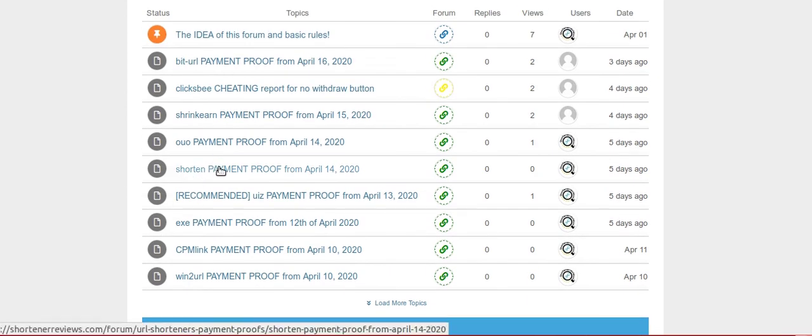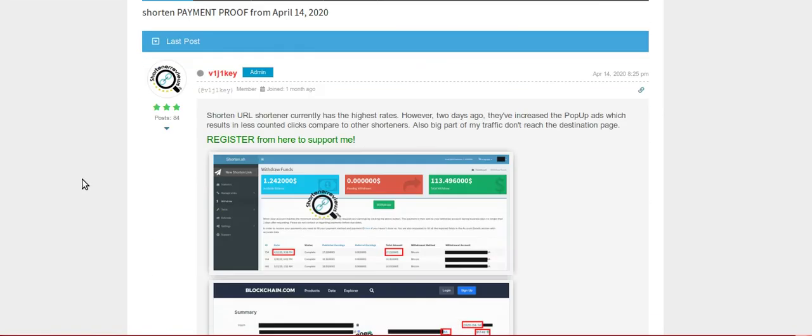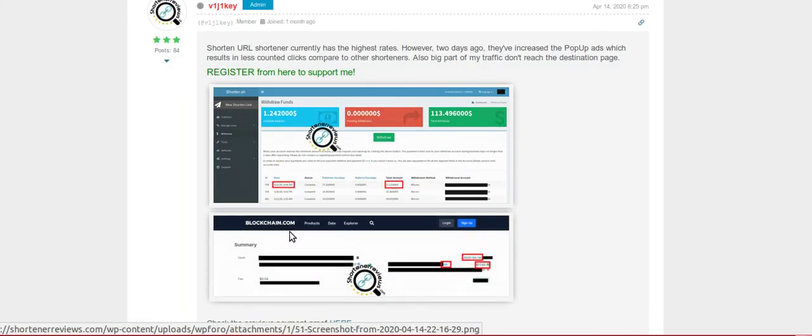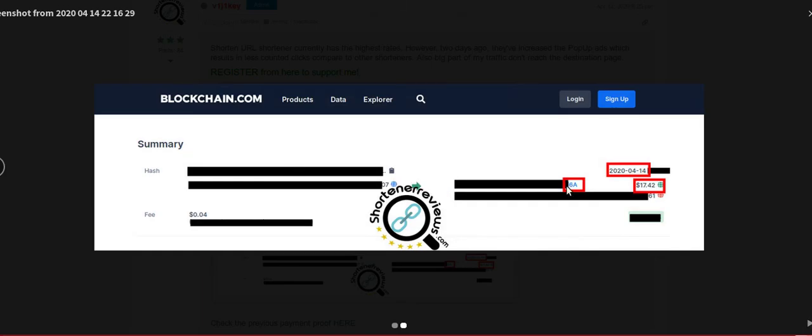Now, this is the topic about shortener payment proof. And this is the date of the withdrawal, and this is the amount. And this is the Bitcoin transaction details with the same ending at the Bitcoin transaction address, the date the Bitcoins have been received, and the amount. So they're very quick with the payments, as you can see.